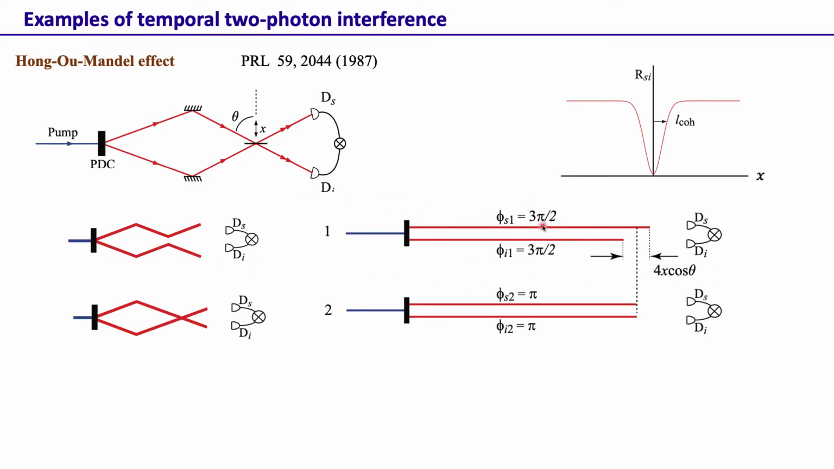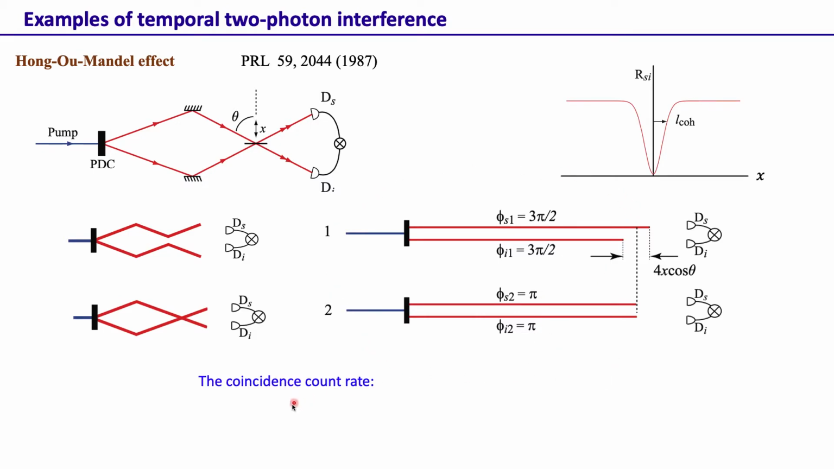Then there are phase differences incurred because of the reflections. There is a reflection from the mirror, then there is a reflection from the beam splitter. The beam splitter gives a pi by 2 phase, the mirror gives a pi. So there is a 3 pi by 2, 3 pi by 2 here. In this case, there is no reflection from the beam splitter, just a transmission, and so there is just phase pi and phase pi over here.